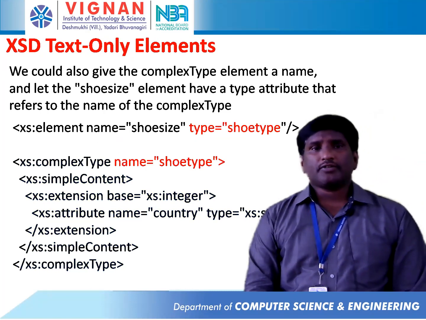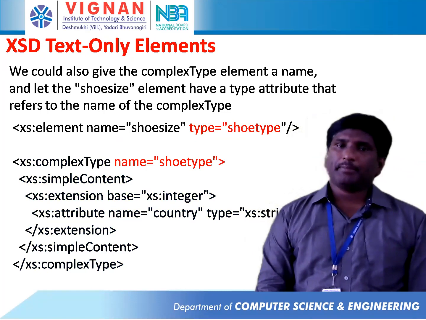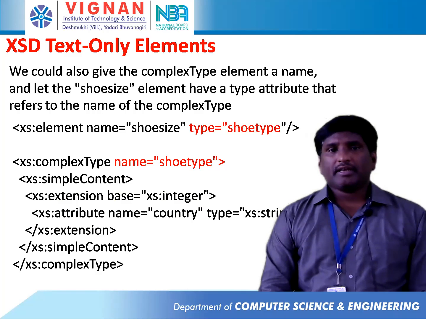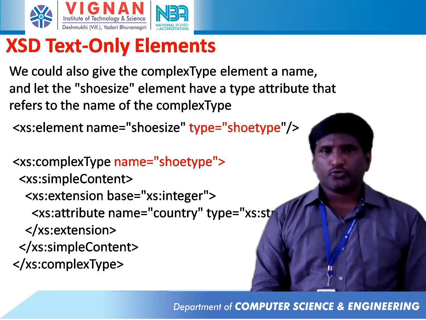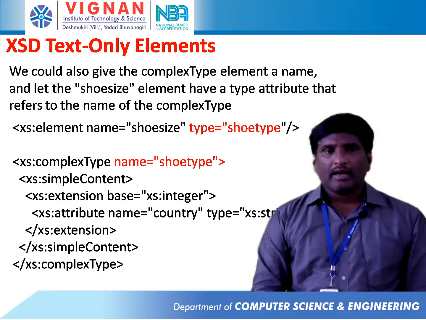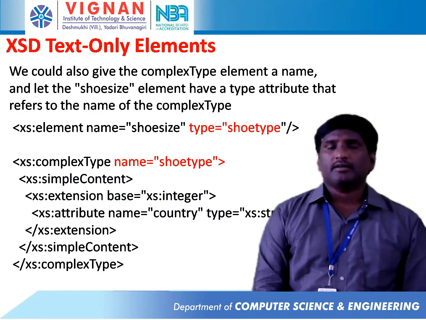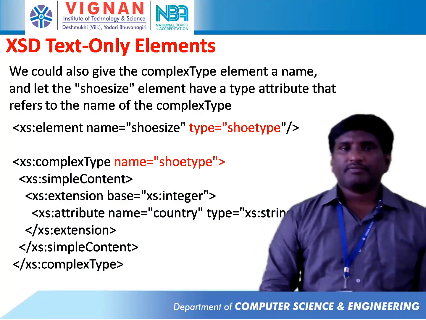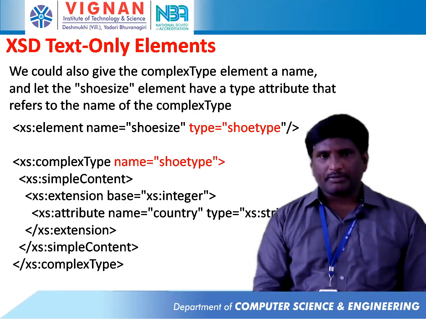We could also give the complexType element a name and let the shoesize element have a type attribute that refers to the name of the complexType. So here, element name equal to shoesize, type is shoetype, and complexType name equal to shoetype. This is the reference we are giving, and simpleContent base xs:integer. In this other way, we can write the previous example like this also, with a reference to the type name shoetype.